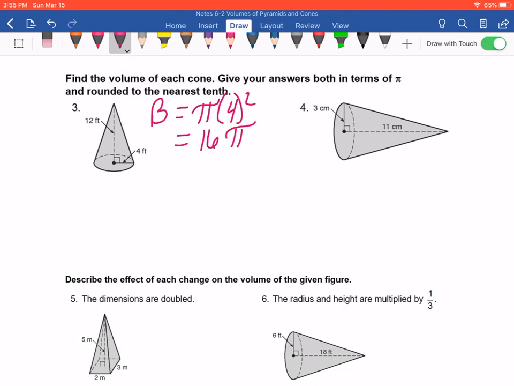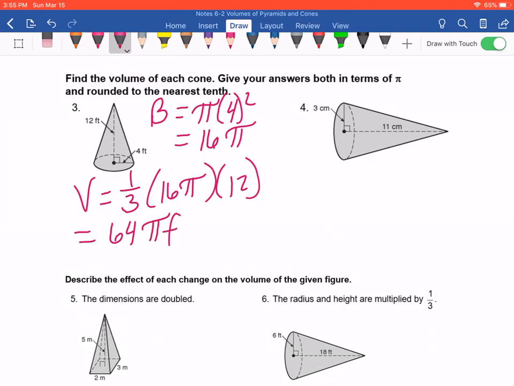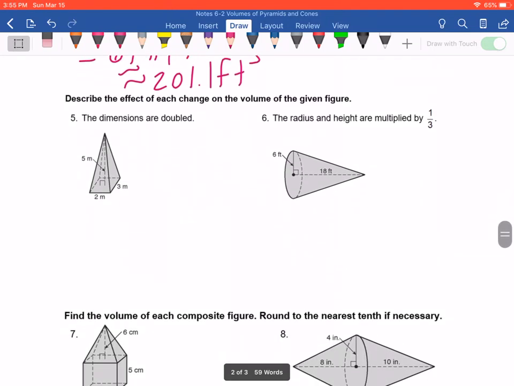To calculate the volume, we take V is equal to 1/3 the area of our base, which is 16 pi, times the perpendicular height of our cone, which is 12. In terms of pi, this yields 64 pi feet cubed. Rounded to the nearest tenth, we get 201.1 feet cubed. Please be mindful, number 4 is done exactly like number 3 because it's tilted on its side, makes no difference whatsoever. So we're going to move on and look at examples number 5 and 6.